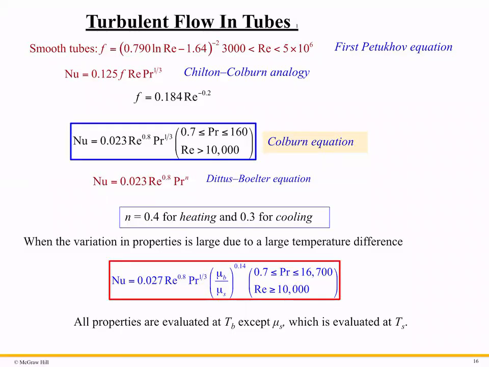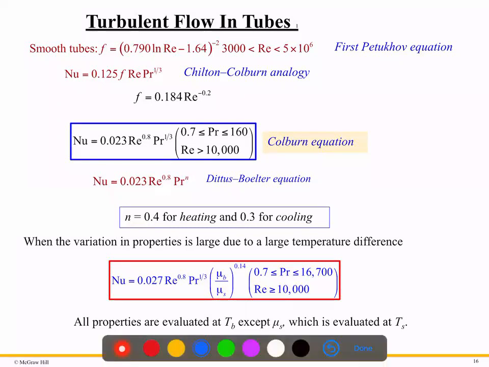Now, turbulent flow in tubes. So far we already know how to calculate the friction factor, Nusselt number, and the heat transfer coefficient for laminar flow in tubes. When we have turbulent flow, it means the Reynolds number is sufficiently high, fully developed and turbulent. So we can say the Reynolds number is greater than 10,000, isn't it?